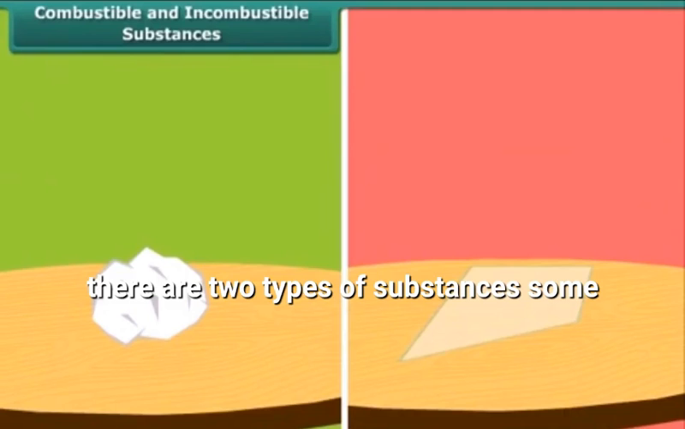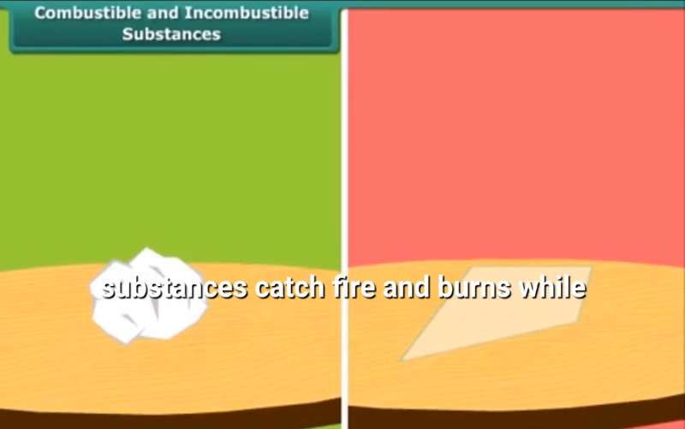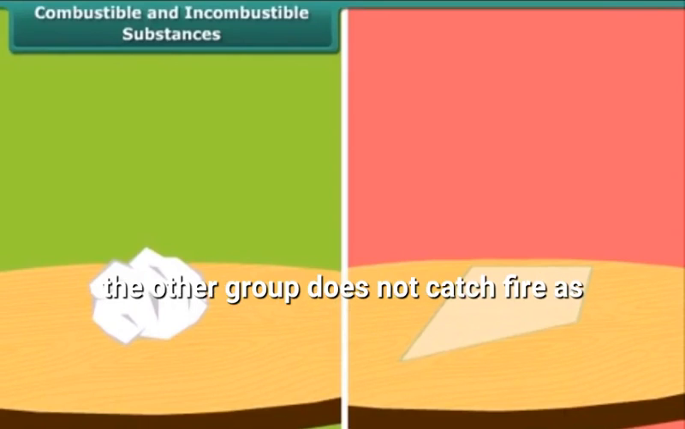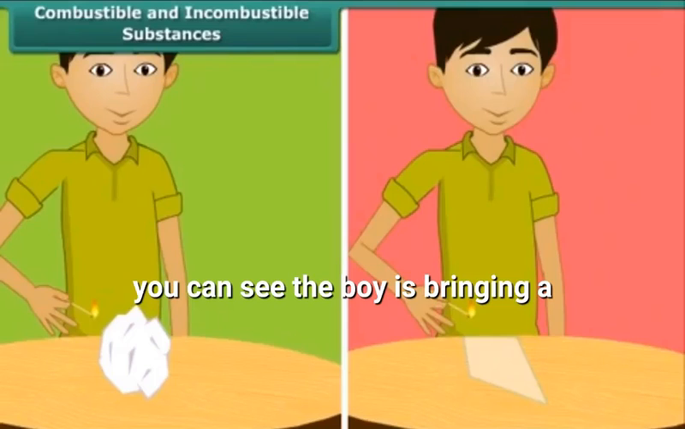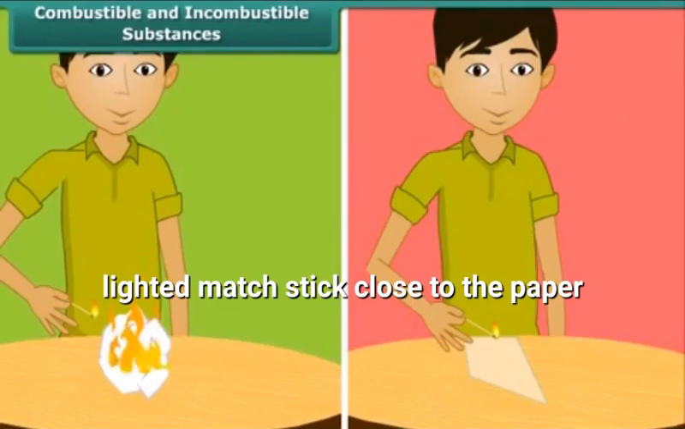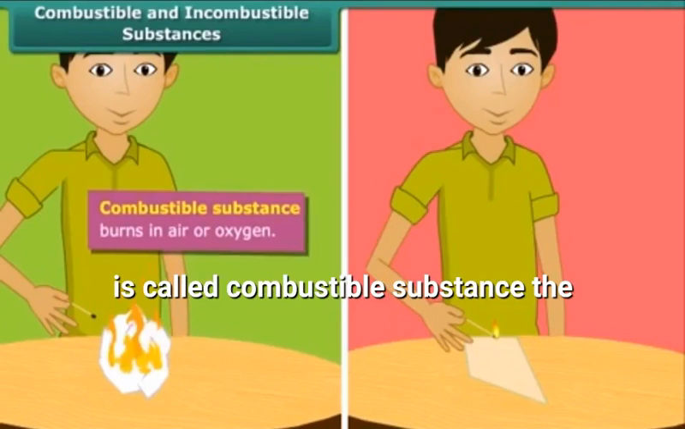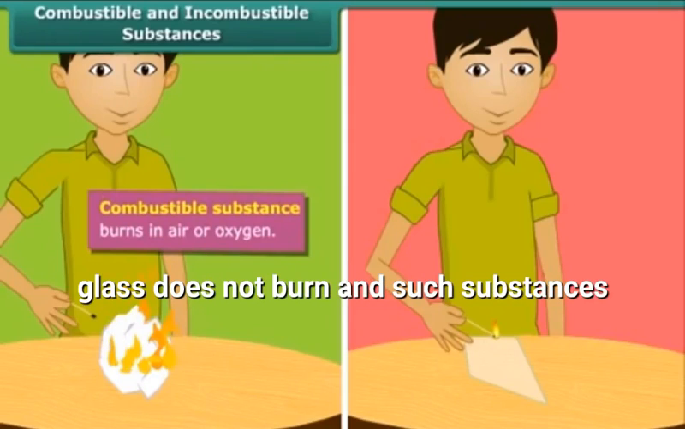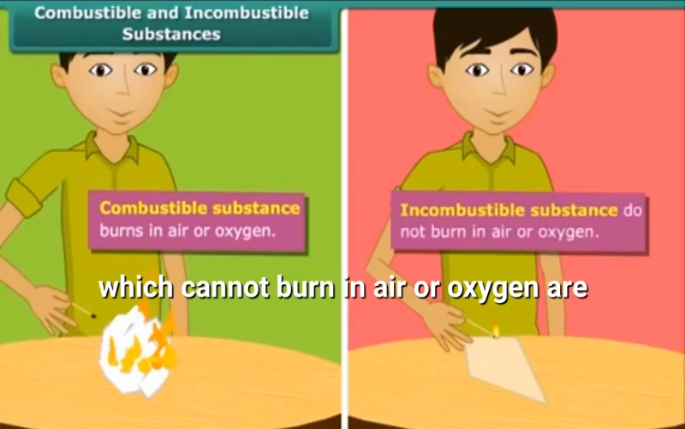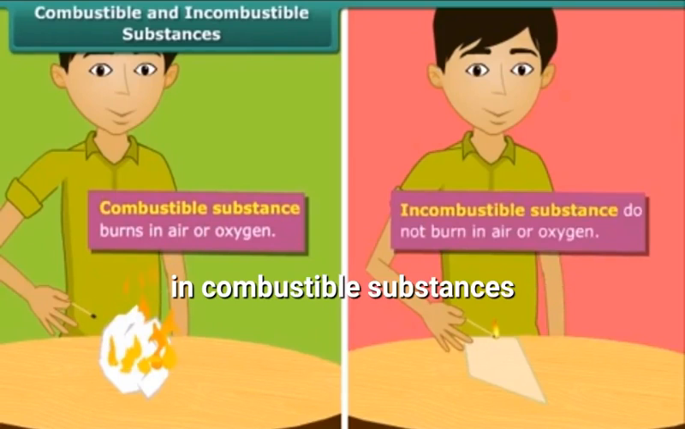There are two types of substances. Some substances catch fire and burn, while the other group does not catch fire. As you can see, the boy is bringing a lighted matchstick close to the paper and glass. The paper catches fire, and so it is called a combustible substance. The glass does not burn, and such substances which cannot burn in air or oxygen are non-combustible substances.